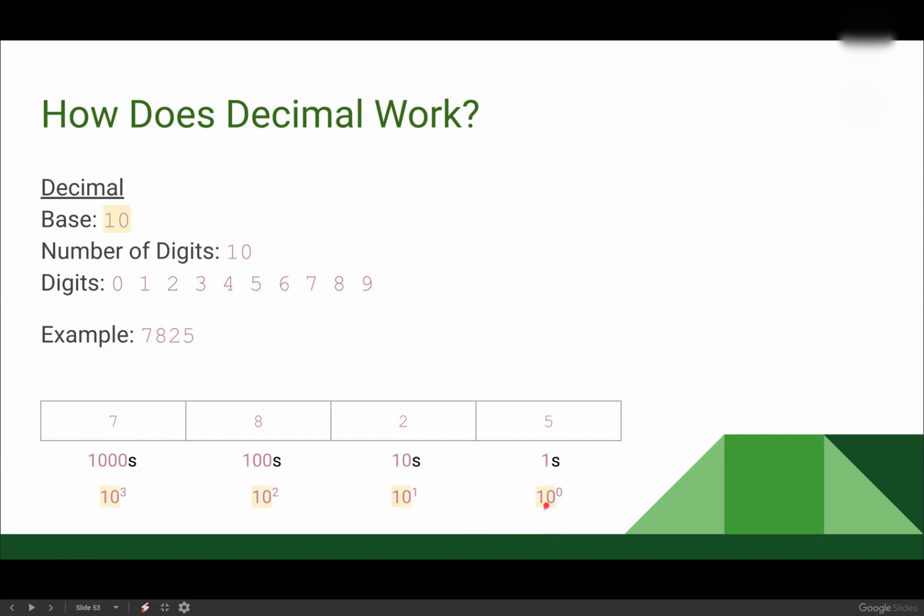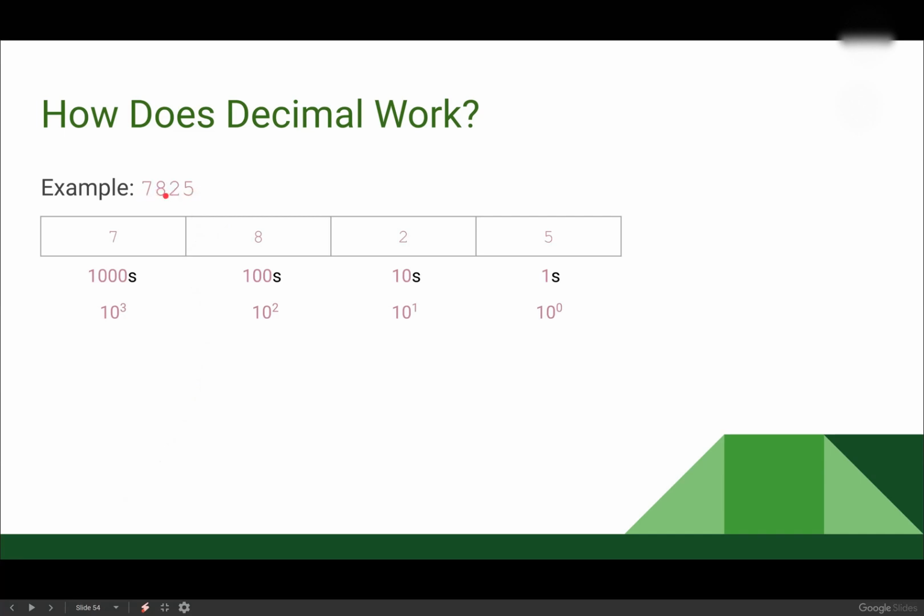Notice that here I have my 10. That's the base of my exponent. It's also the base of my number system. So each position within a number in decimal is going to represent 10 to a given power.